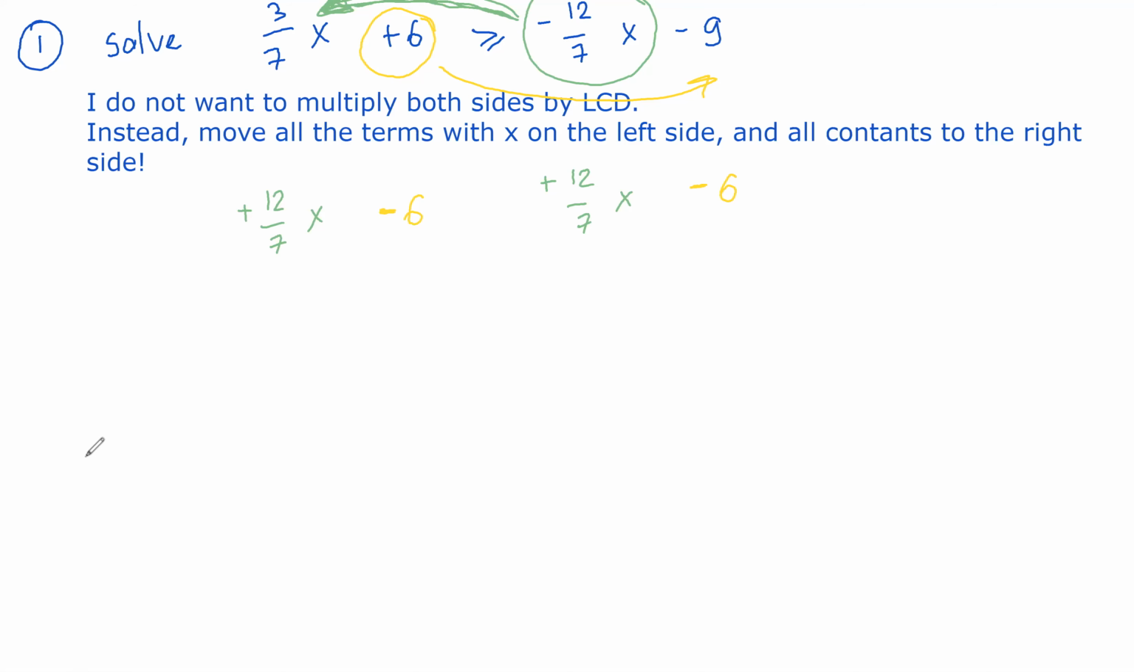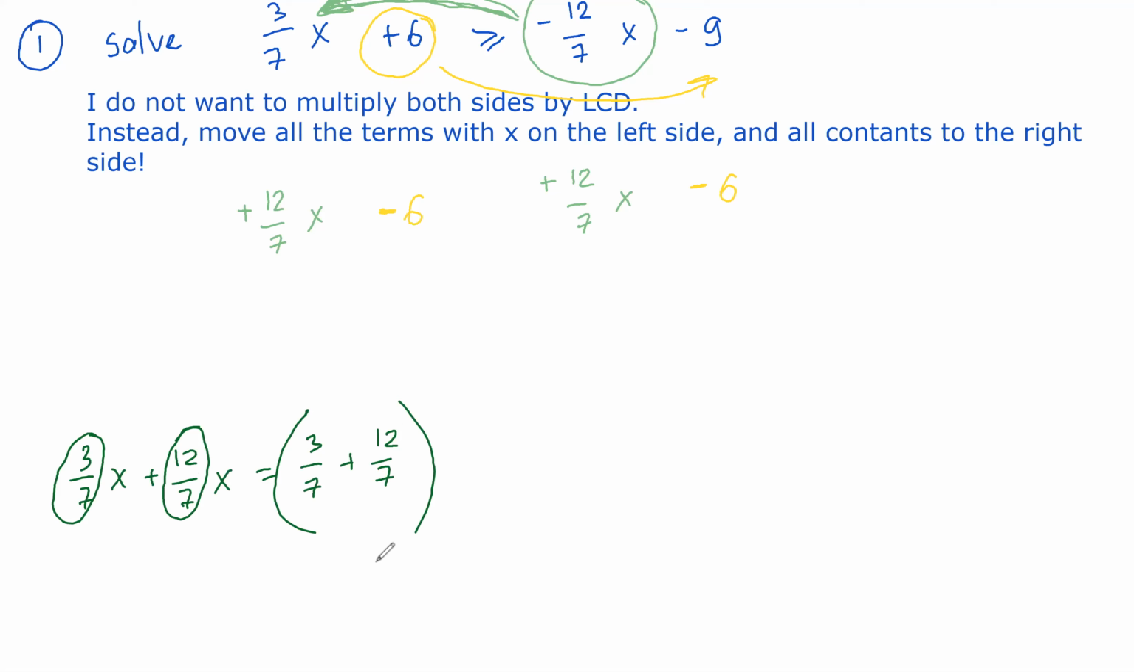So first of all, I'm getting 3 over 7x plus 12 over 7x. What happens with it? I'm just adding up their coefficients. So I'm having 3 over 7 plus 12 over 7, right? What does it give me? It gives me 15 over 7, right? X. So it's 15 over 7x.